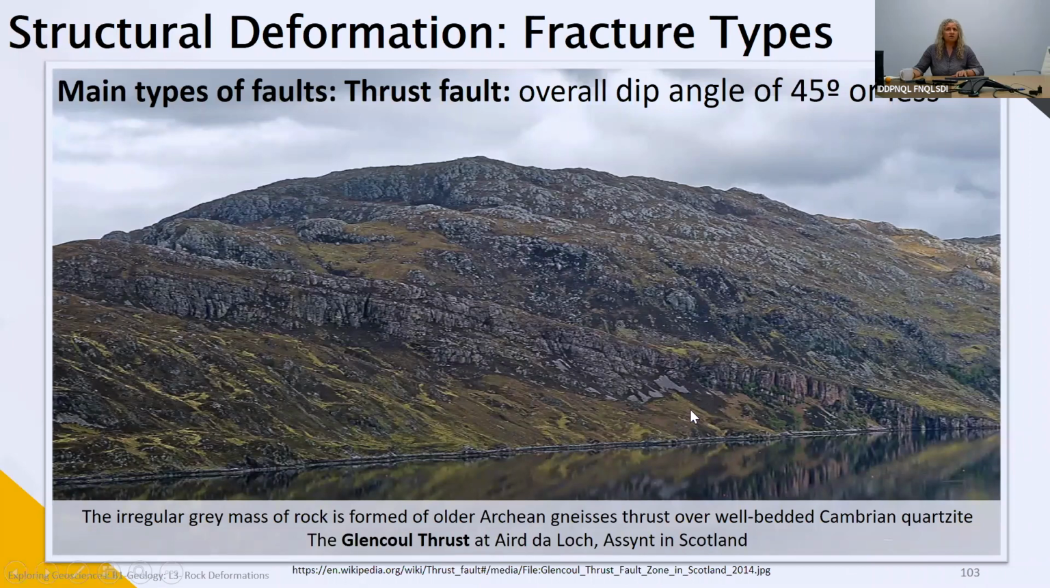So this is a good example of a thrust fault here. As we can see, the angle is 45 degrees or less along the line. And then we have the deposition of younger rocks on top.